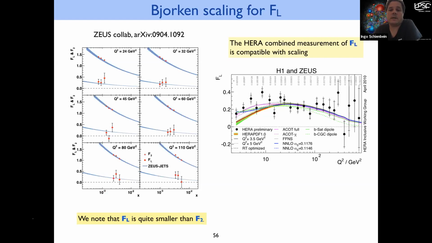Here the same is shown for the structure function FL. Here's a plot with FL and F2 as a function of x. On the right plot, you see FL as a function of Q squared, and you see that the data are quite insensitive to Q squared. And we also note that FL is much smaller than F2, as you can see on the left plot.